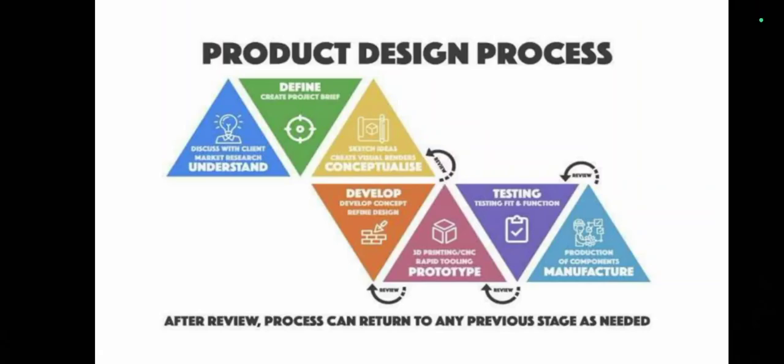Hello everyone. So what is the product design process? To manufacture a product, what are the steps we need to follow? First, we need to identify the problem. Okay, we identified the problem. Then we need to define it. We need to formulate a problem statement. That step is the define. Okay, the problem statement has come.